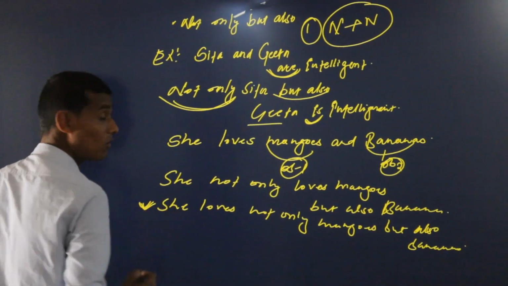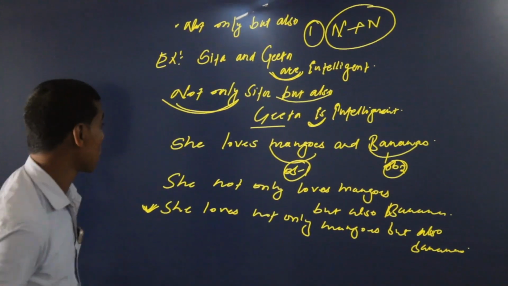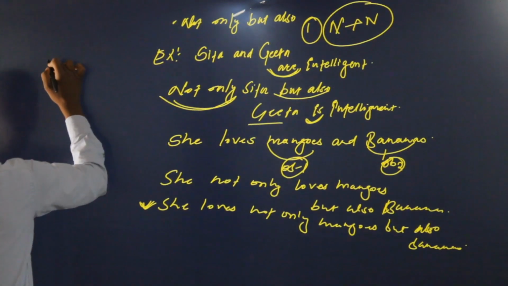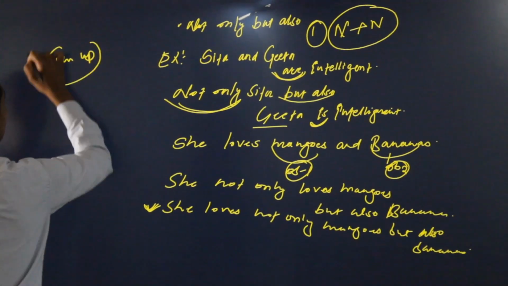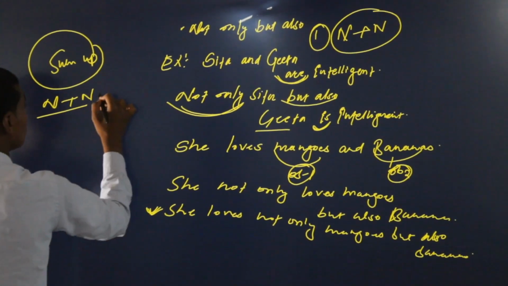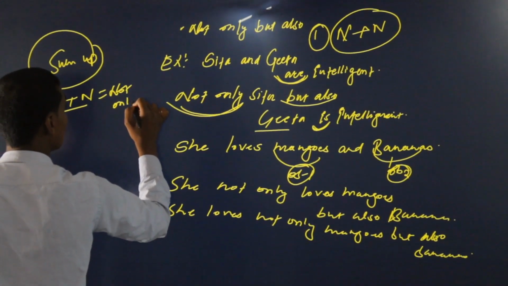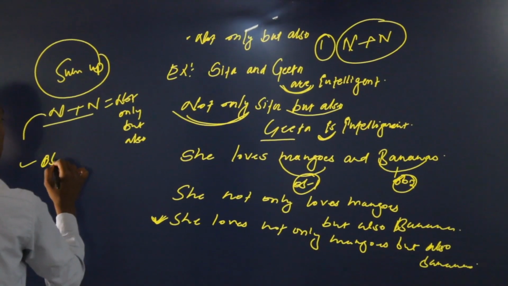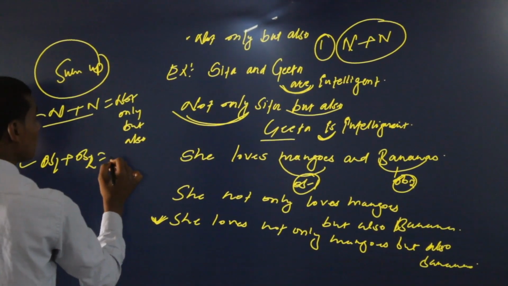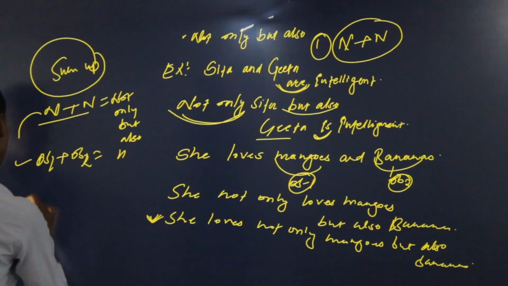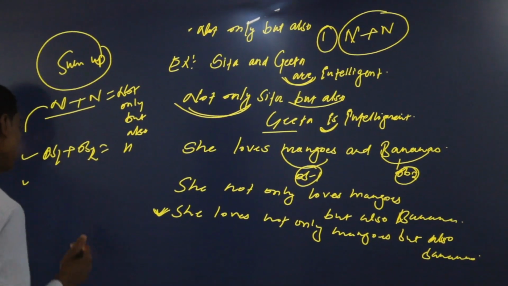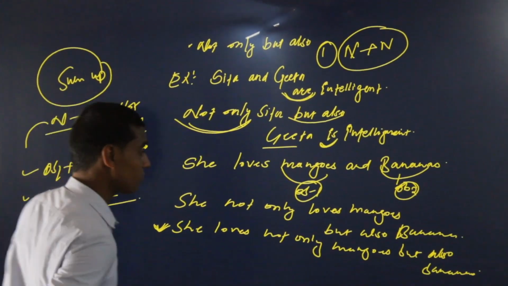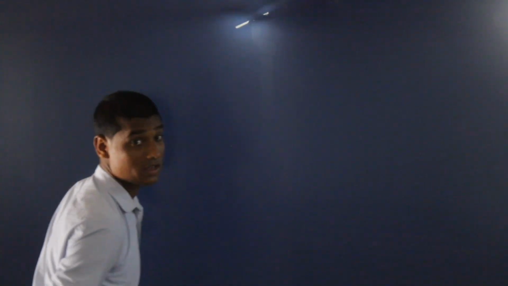The second one would be more perfect. Now again, this was the case with two objects. We can sum up here: noun plus noun could be replaced by not only but also. Again, we have object 1 plus object 2 could be replaced by the same thing. Now we have to take the example of double verb. Verb 1 plus verb 2 can be replaced by the same thing. Let's understand in the next page.